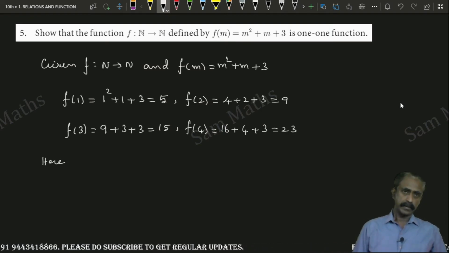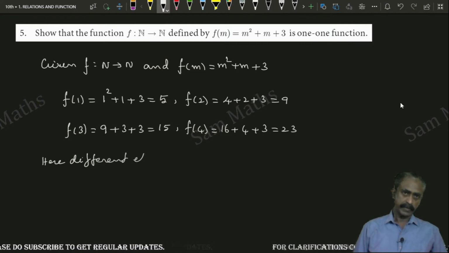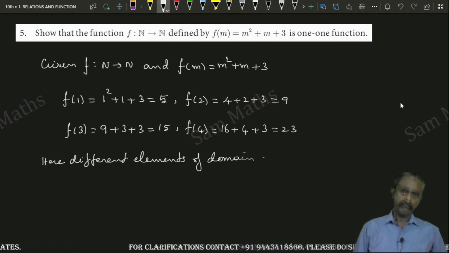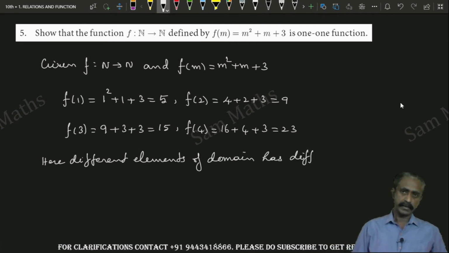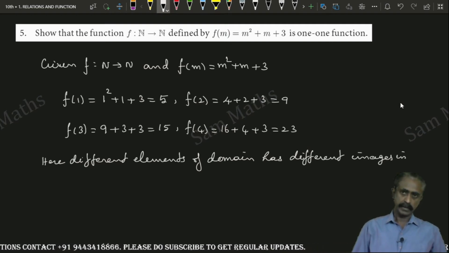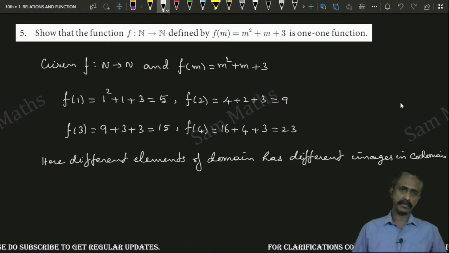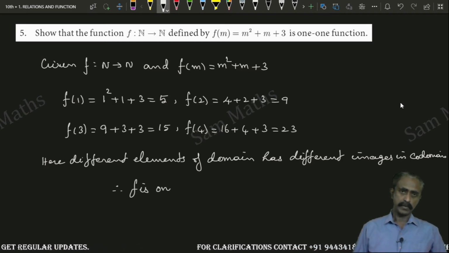Here, different elements of the domain have different images in the codomain. Therefore, f is one-one function.